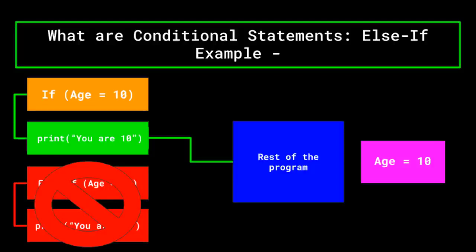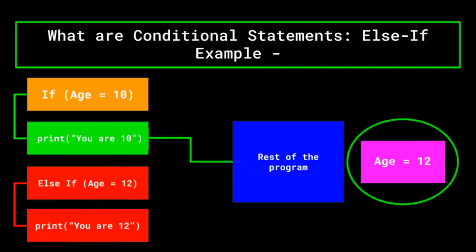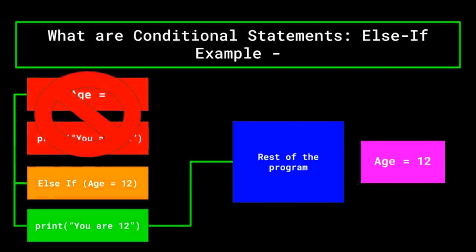Now, for example, let's say we change the age variable to be 12 instead of 10. Now, instead of the first conditional statement being true, it actually evaluates as false, since age is no longer equal to 10. So what we do now is first skip over the print statement, which prints out that age is 10, since it's not. And then we evaluate the else if statement. We check if age is equal to 12, which again it is. And so now we run all the code inside of that conditional statement before finally moving on to the rest of our program.